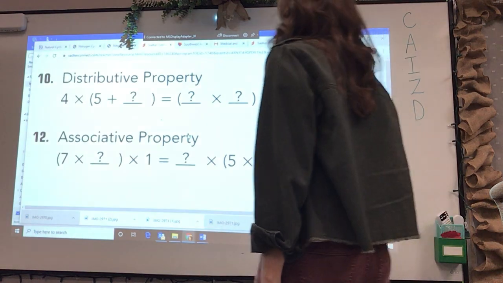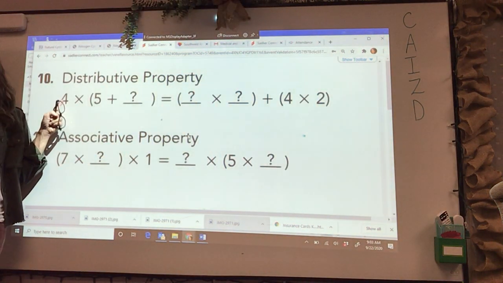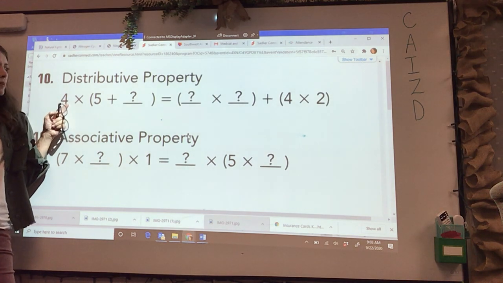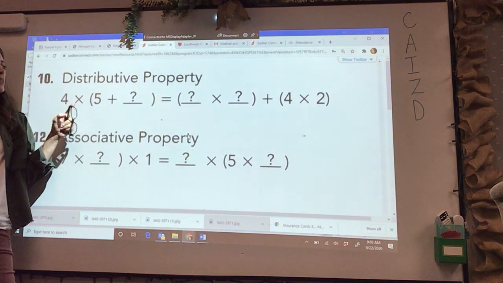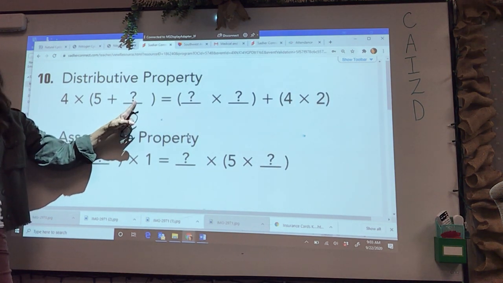No, Gigi, let's try this again. I'm sorry, Gigi, I think you went on to the next one. Guys, let's look at this one for a second. I want to make sure everybody's on the same page. 4 times 5 plus something. What's this missing number going to be? How are you going to find it?